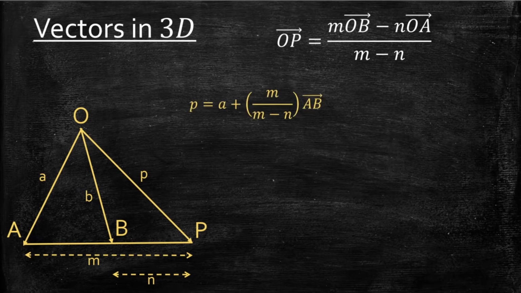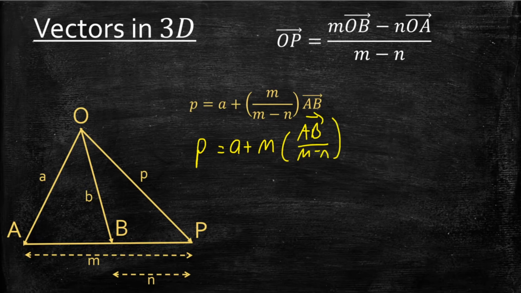So I've just written there that vector OP, which is the same as P, is A. So we'll go down vector A, and then we'll go M lots of AB over M take N. I'm just going to explain this quickly. I'm going to write it a little bit differently here. So P equals A plus M lots of AB all over M take away N.